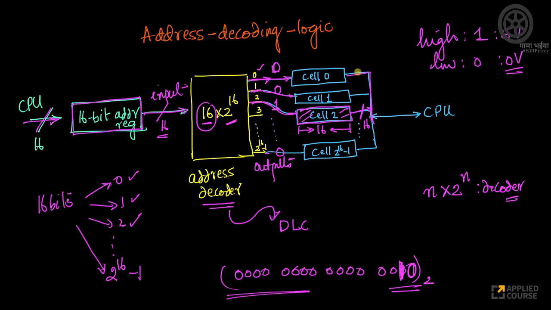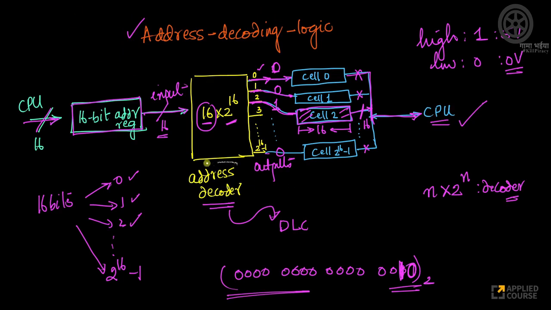Remember, all of the others are inactive. This is inactive, this is inactive, this is inactive. Only this cell is active. So the 16-bit data here gets copied here, and this data is taken by a wire to the CPU. This is how address decoding logic works.